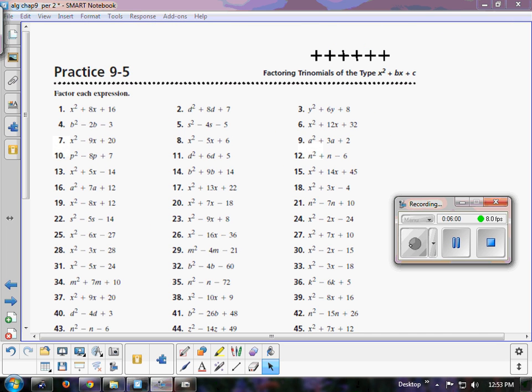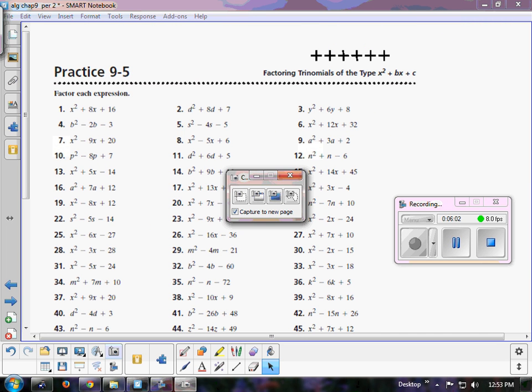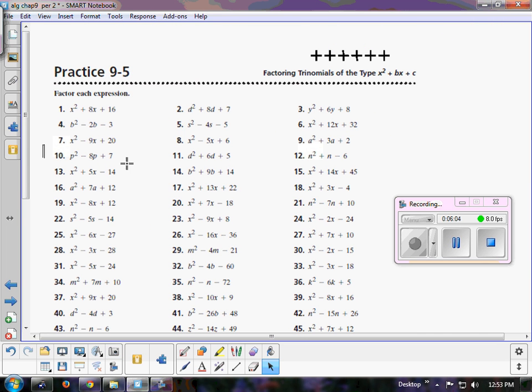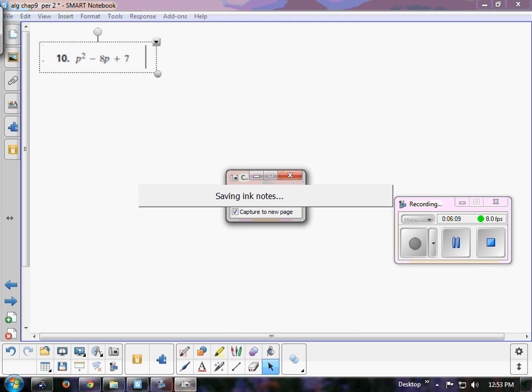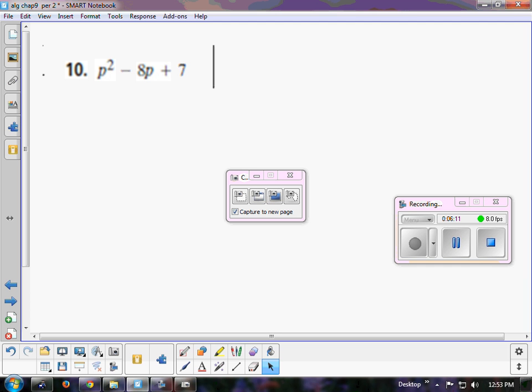So we're going to look at number 10 and do 10 the long method. And I want you to try and do it on your own, the long method. So we're going to do the same thing. Put a 1 in front. We're going to multiply the 1 times the 7, and I'll let you work from there.